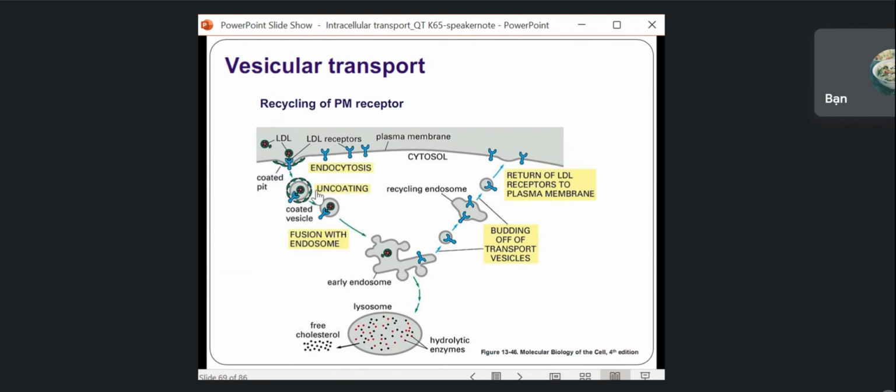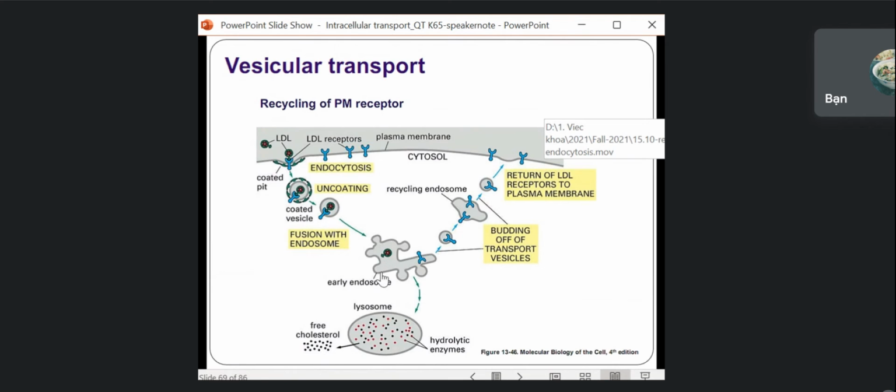After the vesicle is formed and pinched off from the plasma membrane, this vesicle will fuse with the endosome. After the fusion, because of the change in the pH, the link between the LDL and its receptor is broken and the LDL is released in the lumen of the endosome, and the receptor stays on the membrane of the endosome, is now transported back to the plasma membrane and is ready for another transport of the LDL.